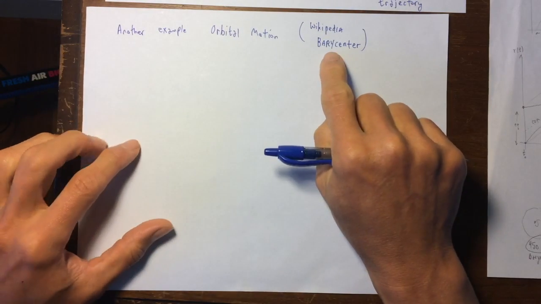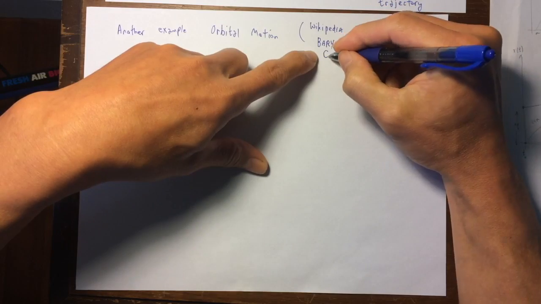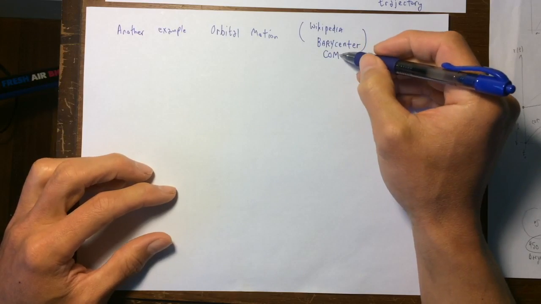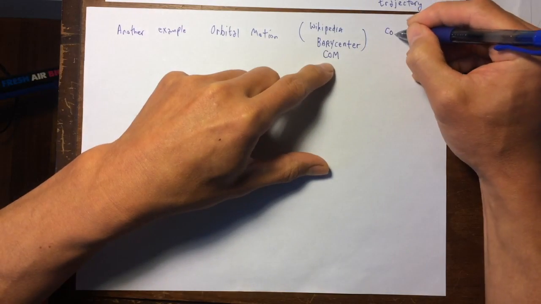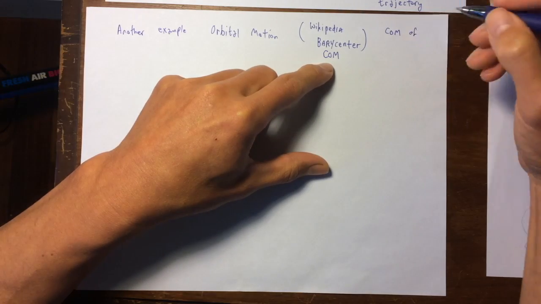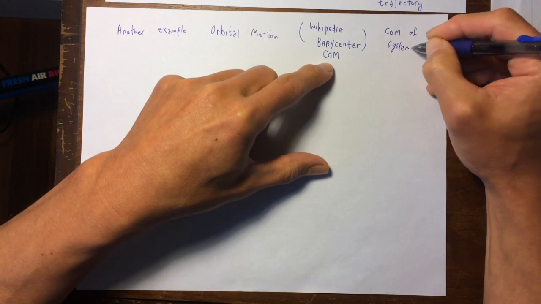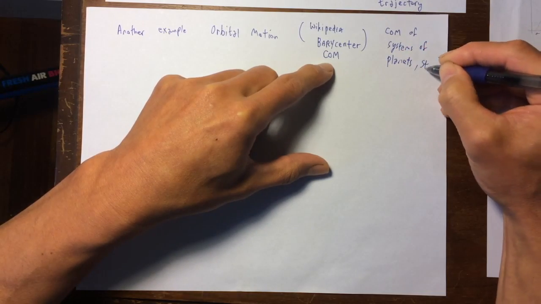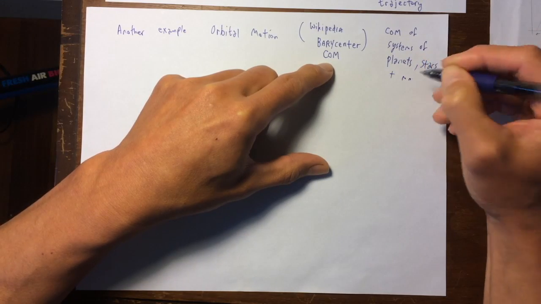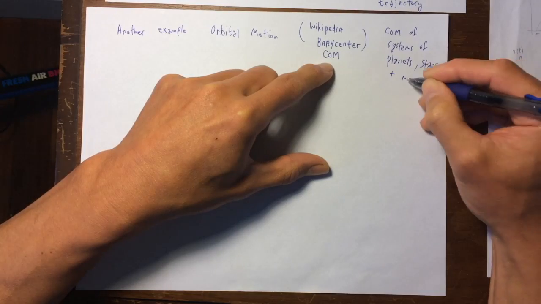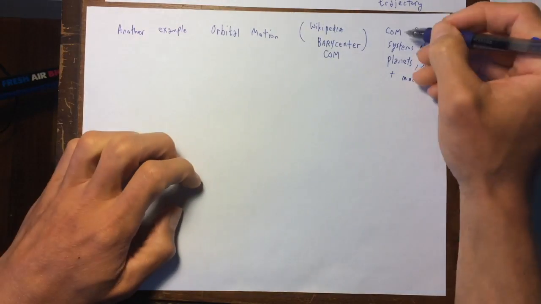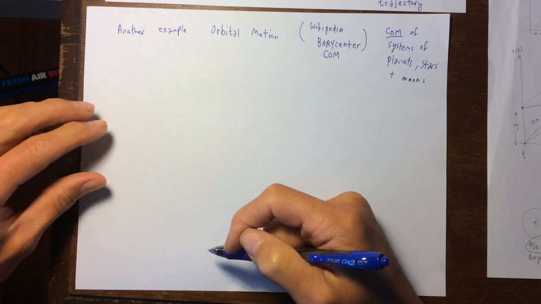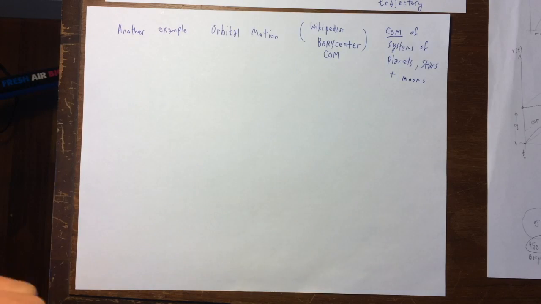I don't know what the origin of this word is, but the Barycenter is a way that maybe astronomers talk about the center of mass, and it's the center of mass of systems of planets, stars, and moons. So the center of mass idea can go all the way up and help people understand orbital motion.